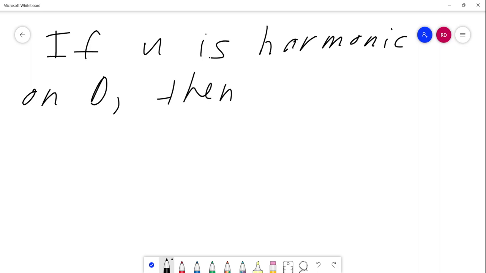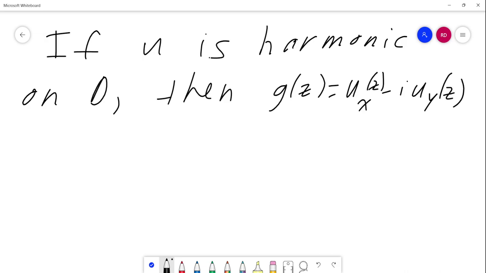If u is harmonic on D, then g of z is u sub x minus i u sub y, both evaluated at z, is holomorphic on D. So we have a harmonic function. We said there is a conjugate of it, v, that together make a holomorphic function, excuse me. But we can also make one just by using the partial derivatives here. And this comes straight out of the Cauchy-Riemann equations.